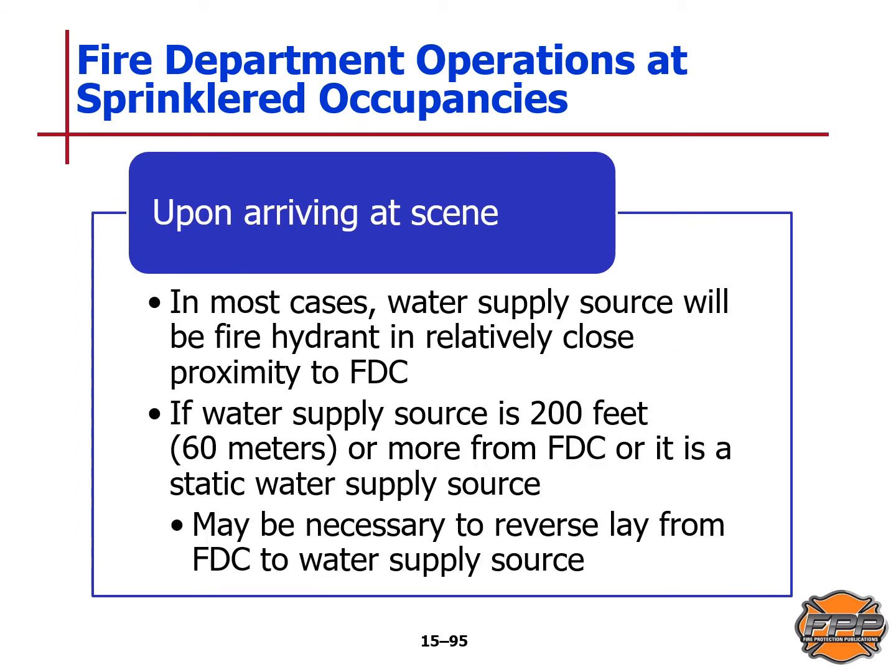Also, upon arriving at the scene, in most cases, the water supply source will be a fire hydrant in relatively close proximity to the fire department connection. If the water supply source is 200 feet or 60 meters or more from the fire department connection, or it is a static water supply source, that needs to be made aware of. So it may be necessary to reverse lay from the fire department connection to the water supply source.